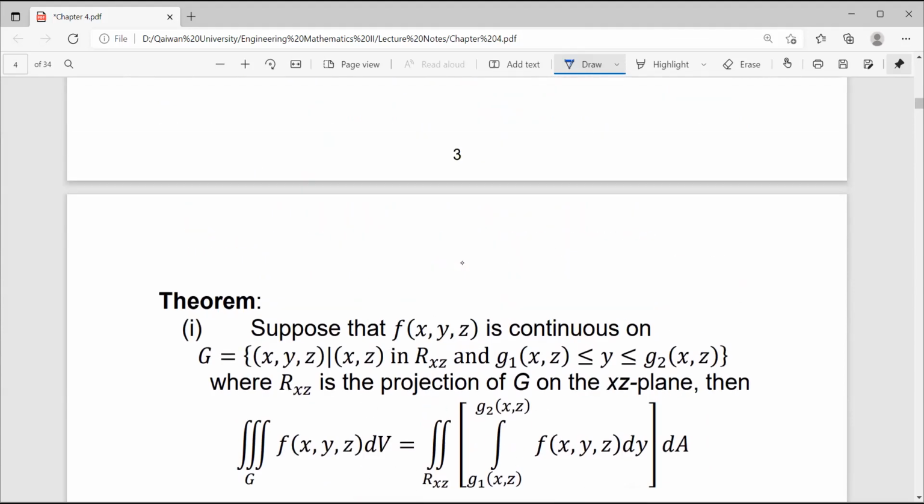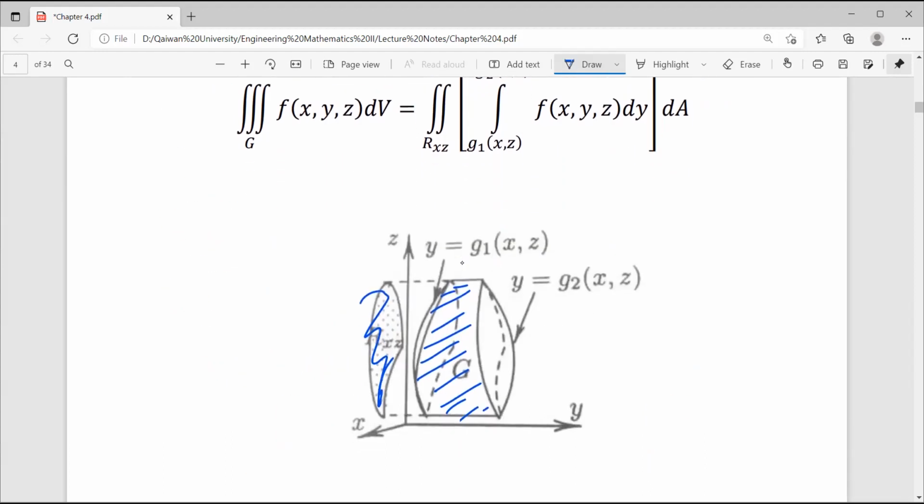Here, if y is from a function to another function, and x and z are in this projection, that means here we take the first integration with respect to y. We must take it with respect to y because y is from a function to another function.